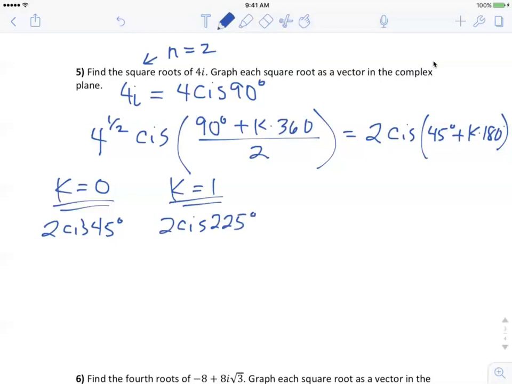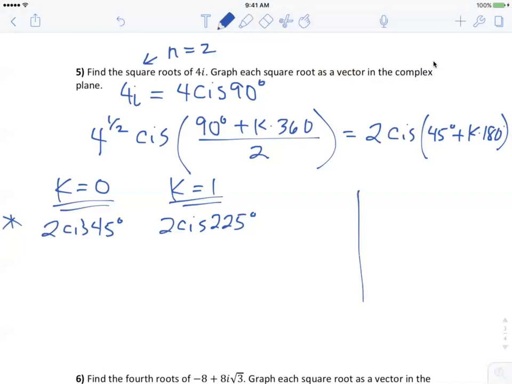You might want to know, why don't we just do k equals 2? Well, if you plug in k equals 2, you'll be back to this one, right? Because k equals 2 gives 360 plus 45. You'll just get a coterminal angle to 45, so you'll get the same value.